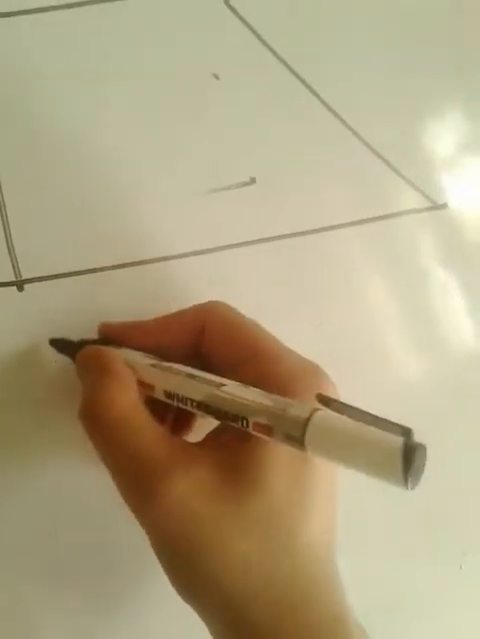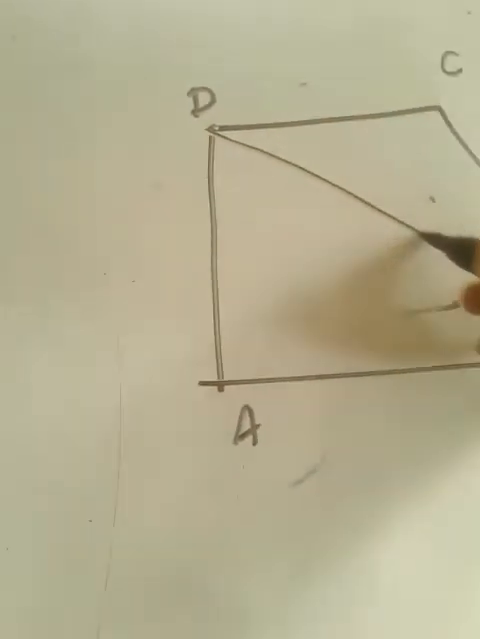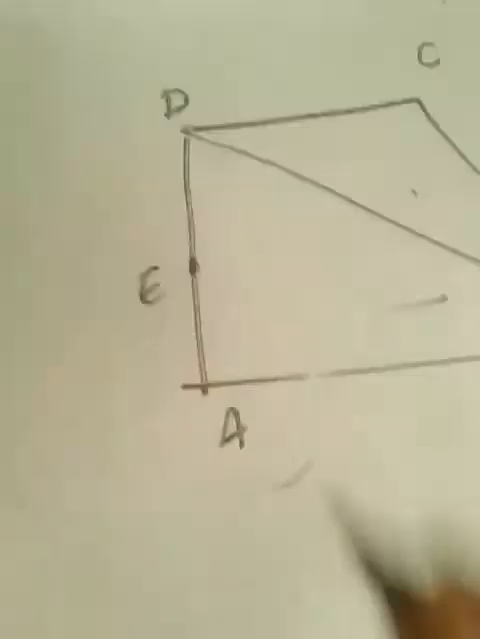We have given that ABCD is a trapezium and AB is parallel to DC. BD is the diagonal, so let us draw the diagonal. BD is the diagonal. E is the midpoint of AD.